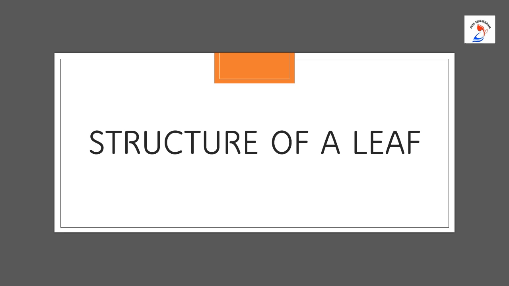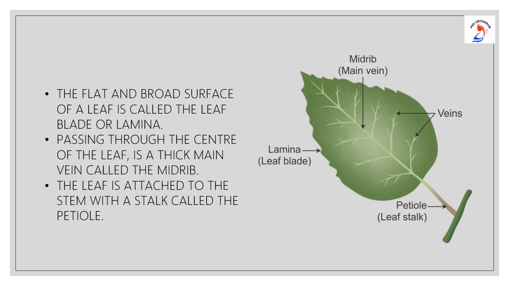Now we will learn about the structure of a leaf. Observe the picture, children. The flat and broad surface of a leaf is called the leaf blade or lamina. Passing through the center of the leaf is a thick main vein called the midrib. Can you observe that in the picture, children? The main vein is also called midrib. It branches into many side veins.